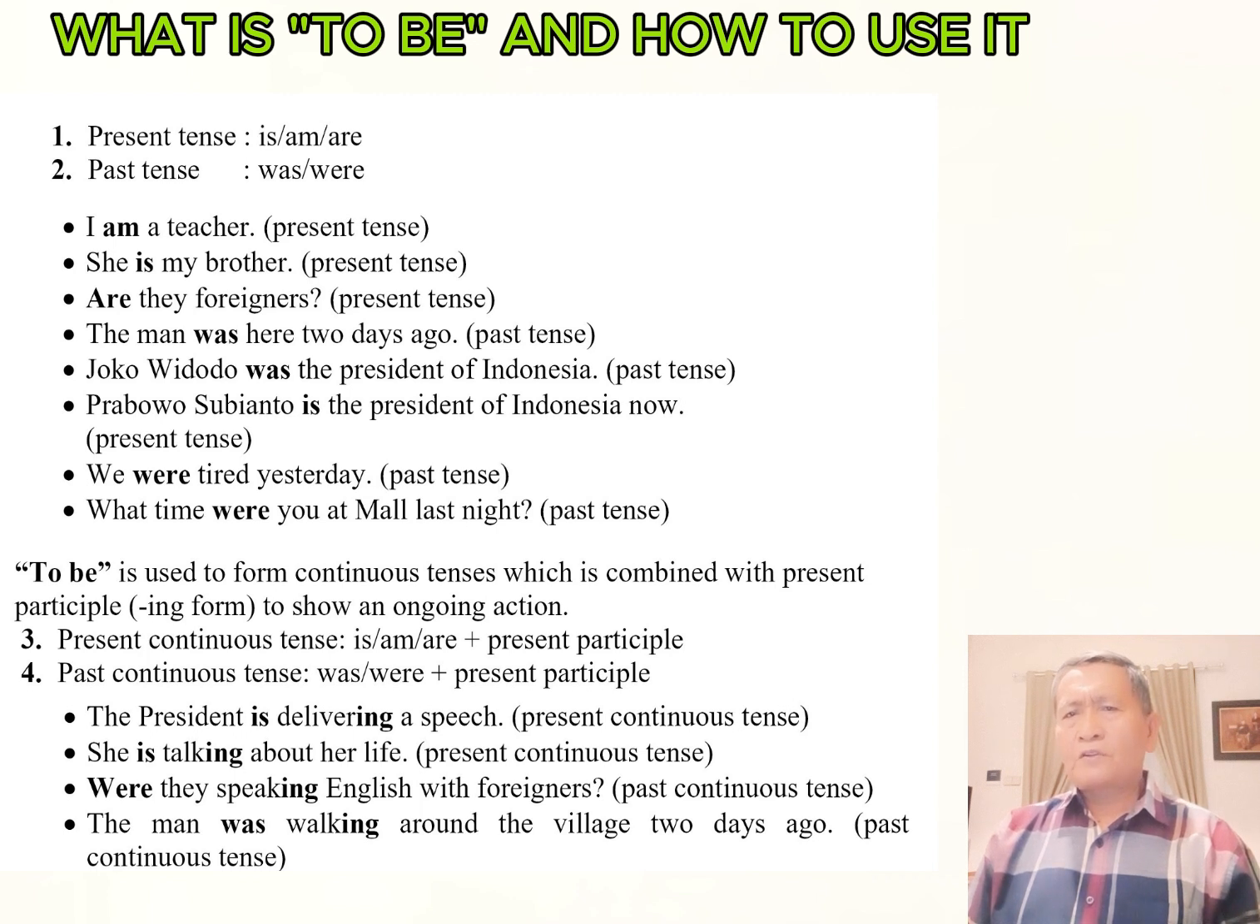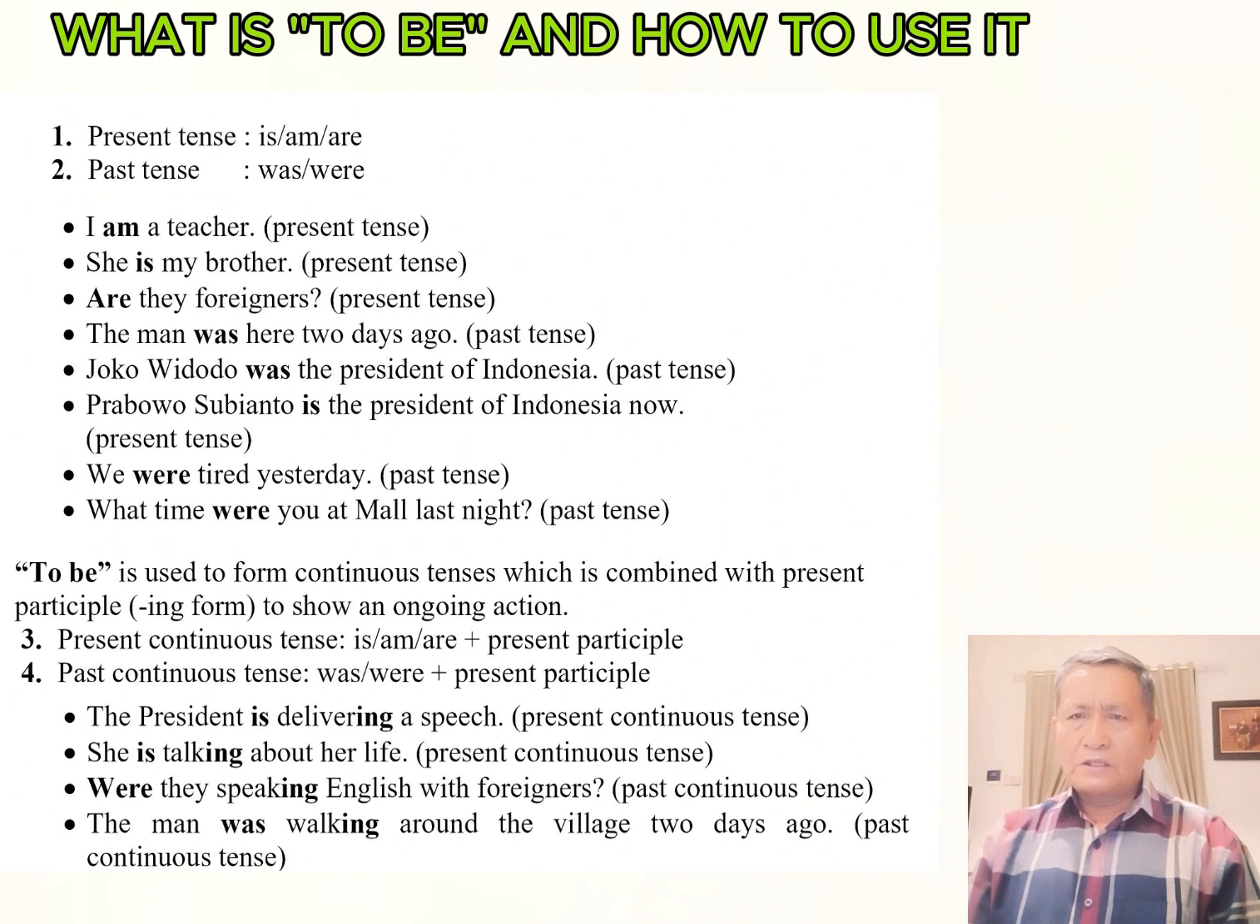Examples of the use of to be in present tense and past tense. I am a teacher. She is my sister. Are they foreigners? The man was here 2 days ago. Joko Widodo was the president of Indonesia. Prabowo Subianto is the president of Indonesia now. We were tired yesterday. What time were you at the mall last night?